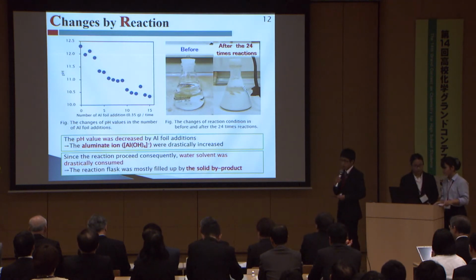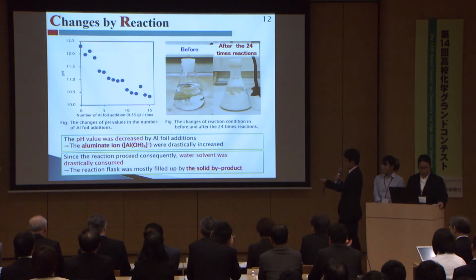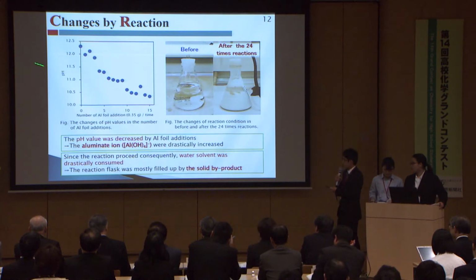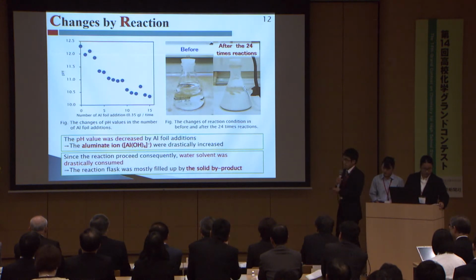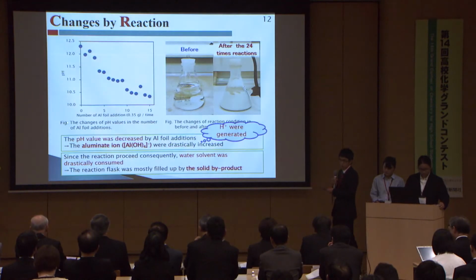Then, I'd like to explain the changes of pH values and reaction conditions in this reaction. This figure shows the changes of pH values with the number of aluminum foil additions. The vertical axis indicates the pH values. The horizontal axis indicates the number of aluminum foil additions. In this experiment, the pH value decreased with increasing number of additions. It is considered that aluminate ion, which is produced as a byproduct, drastically increased in this reaction.